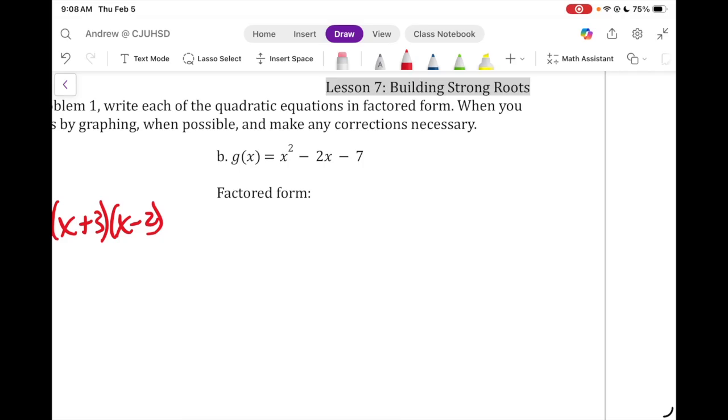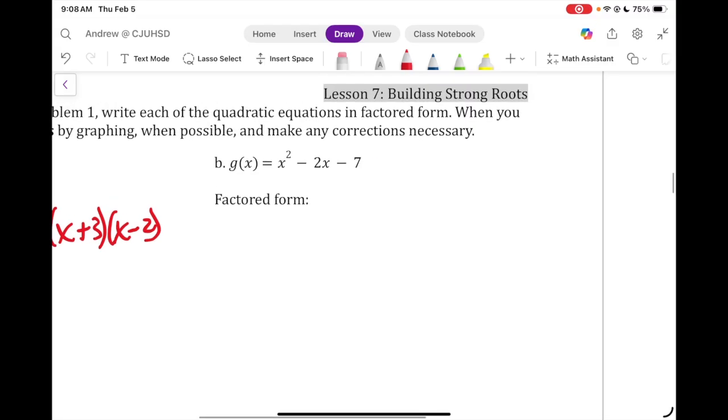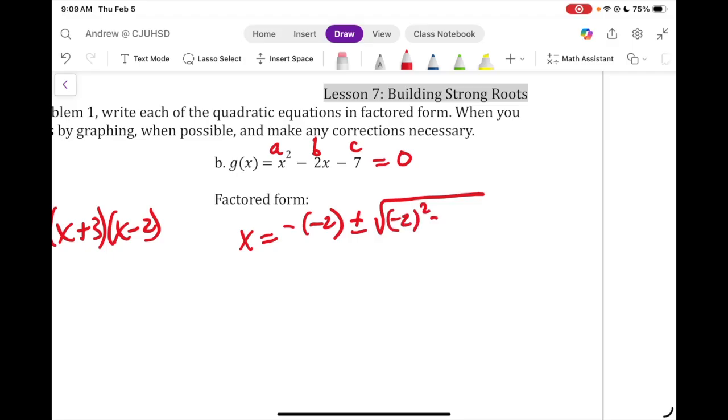Okay, how'd they get the factored form for this one? Well, I think we have to use the quadratic formula, or we can complete the square. Let's use the quadratic formula. So if this was equal to 0, which is where you're going to have a root, then x equals -b. Remember, this is b, a is 1, and this is c. So x equals -b plus or minus the square root of b squared minus 4ac, all over 2a.